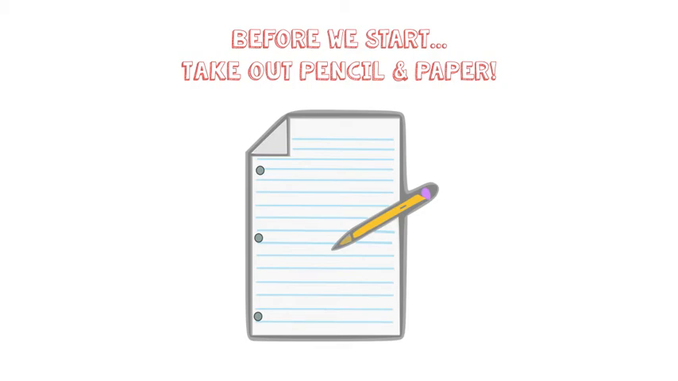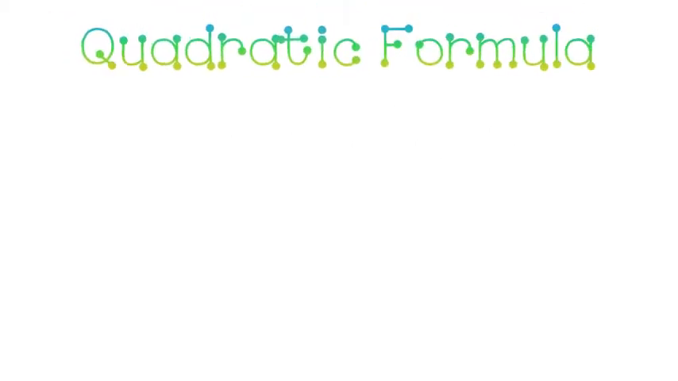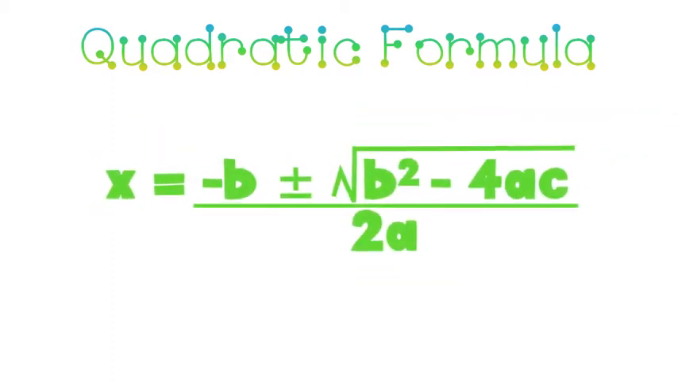Before we start, take out pencil and paper so that you can follow along with me. We're going to be looking at the quadratic formula today. This is a very, very important formula that you must have memorized. X equals the opposite of b plus or minus the square root of b squared minus 4ac all over 2a. Okay? This is our quadratic formula.